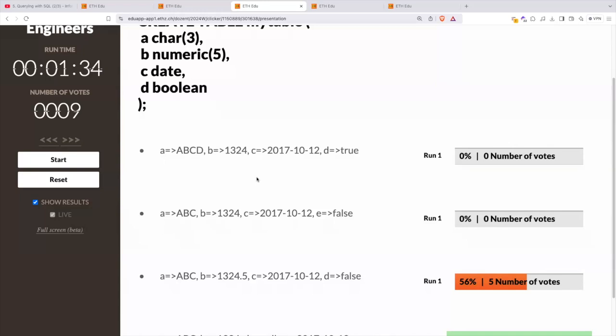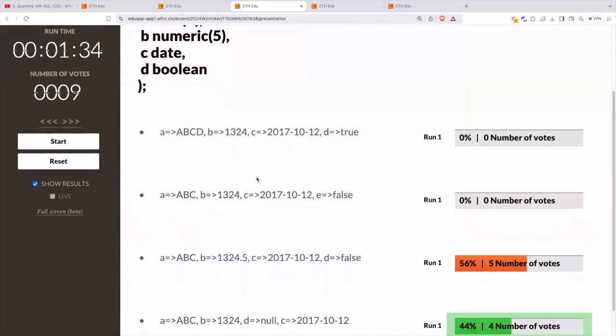Now, if you don't say what the second parameter of numeric is, then there's no decimal period at all, or it's at the end. So basically, numeric 5 has only integers that are smaller than 100,000, 5 digits, right? So you cannot have anything after the decimal period. So this is why it cannot be the third one. And now if we look at the last one, the last one is fine. I have A that maps to ABC, so that fits char3.